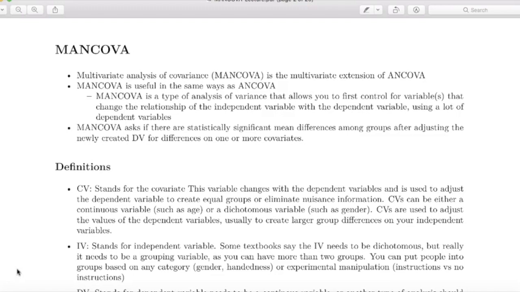MANCOVA is basically asking if there are statistically significant mean differences among the groups that you have in the independent variable after you adjust the means by controlling for that covariate.